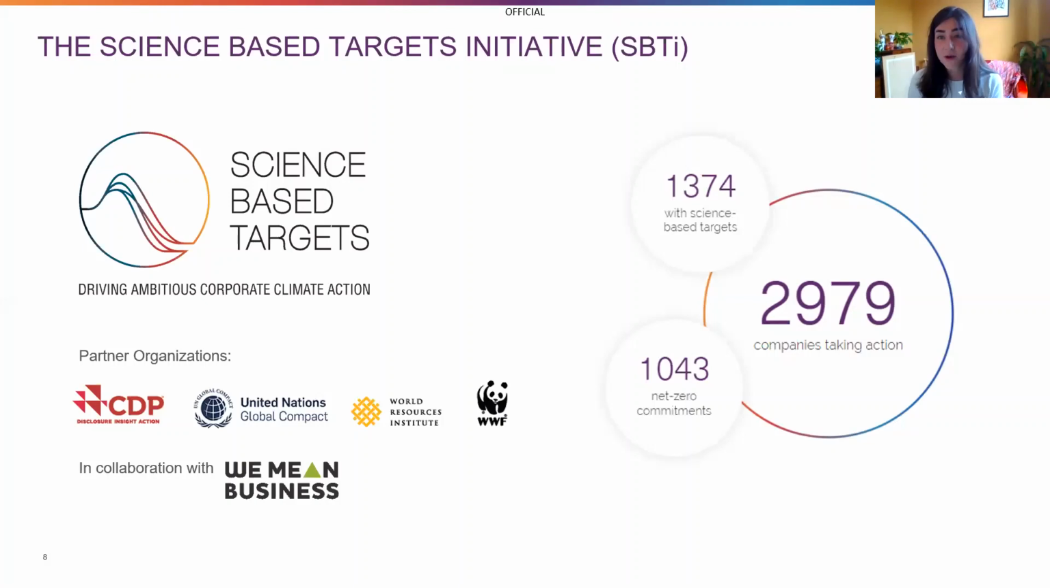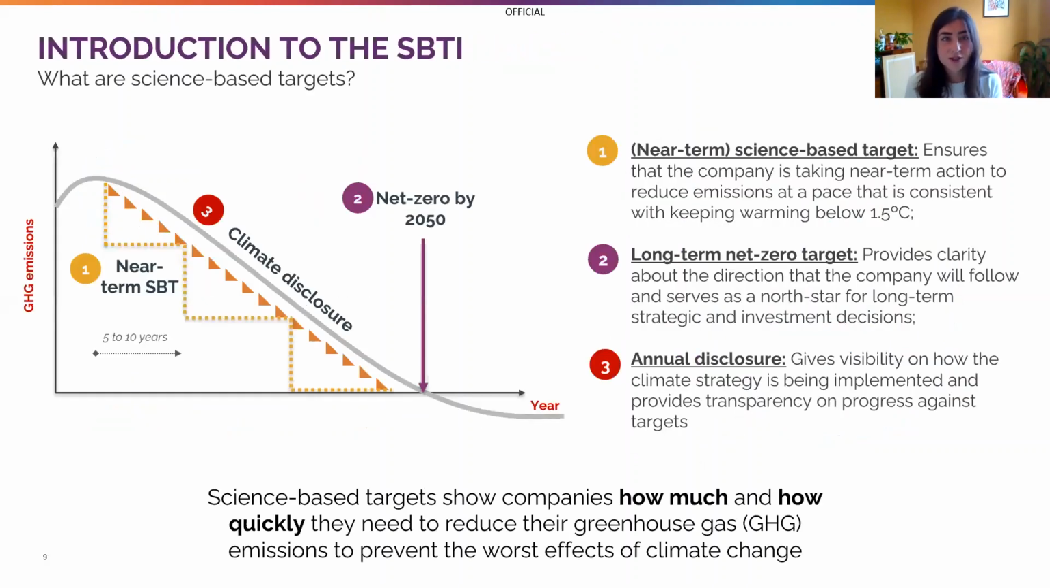So we're very nearly on the cusp of having 3,000 companies within the Science Based Targets Initiative. Hopefully we'll break that barrier next week. With about half of those companies already having their targets approved, and just over 1,000 of those also committed to setting net zero targets, as well as the near-term science-based targets. So that's a very quick overview of the Science Based Targets Initiative. And what we do is help companies, as I mentioned previously, set targets in line with Paris temperature goals.